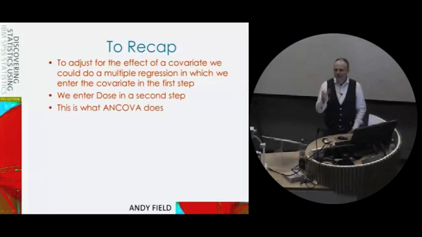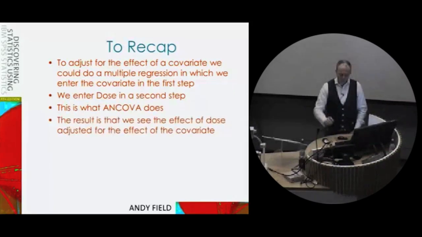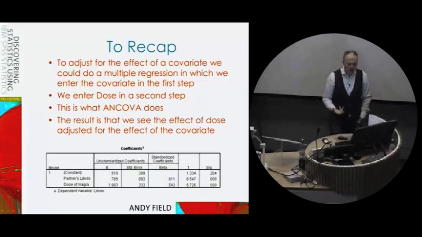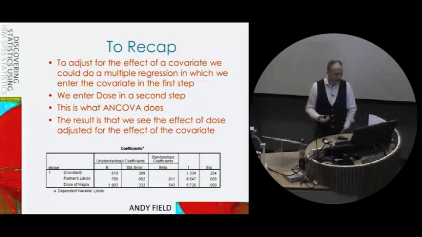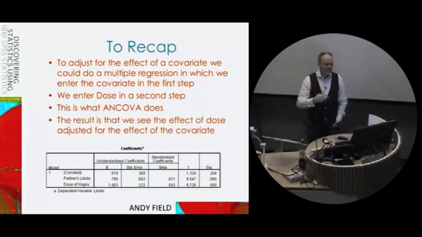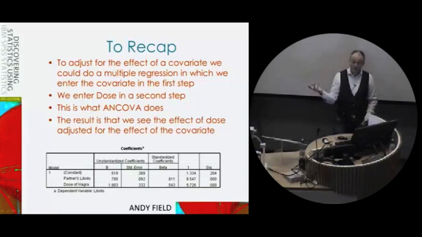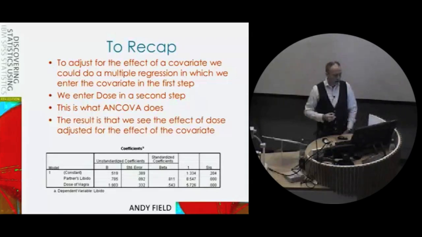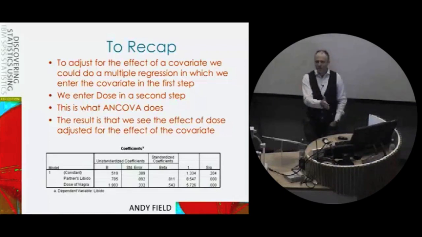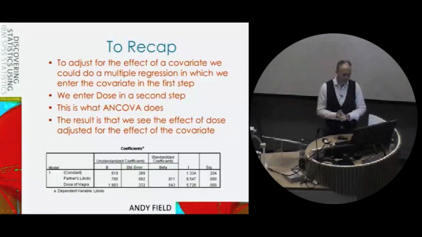Obviously, you don't have to do it in that complicated way. You can just go through a menu and, as we'll see in a minute, you just pop your covariate into a box and SPSS will worry about how to code all your groups and do all the nasty stuff for you. But the end result, the reason you would use this, is that we get to see the effect of an experimentally manipulated variable, so in this case the dose of Viagra, but that effect has been adjusted for whatever impact the covariate has on your outcome as well.